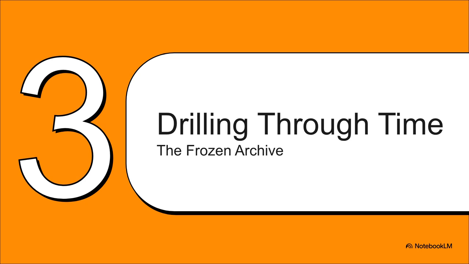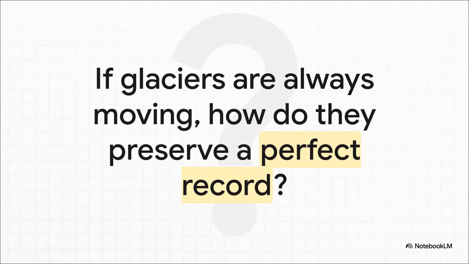Okay, so we've established that glaciers are always flowing, which begs the question, right? How can you possibly read a history book when the pages are always moving? Well, that's where the incredible science of drilling through time comes in. This really is the key question, isn't it? If the whole thing is stretching and deforming and flowing, how in the world does it keep a perfect year-by-year historical record? You'd think it would all just get mixed up into a big, icy scramble.